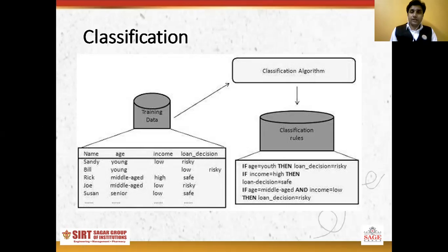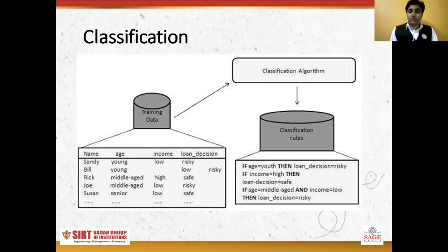So on the basis of these criteria, they decide what kind of customer will be beneficial for sanctioning a loan. So the classification algorithm will work on different rules. Like here, if we have a database: name, age, income, loan decision. So we are making a decision on the basis of that data.